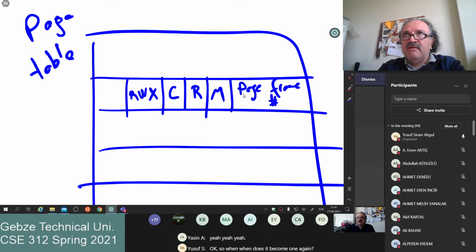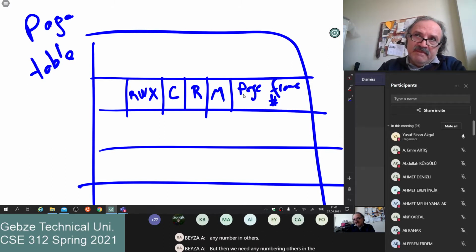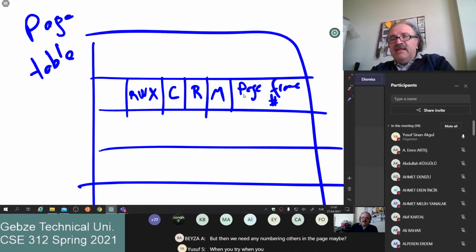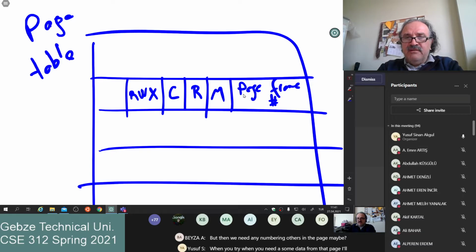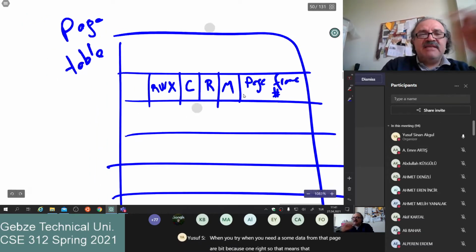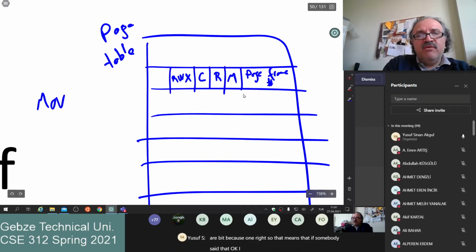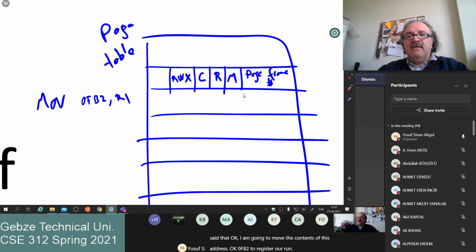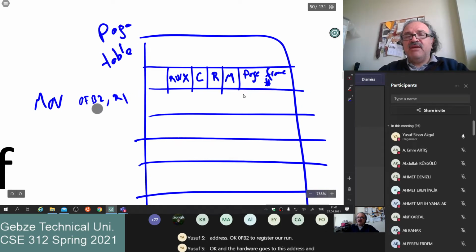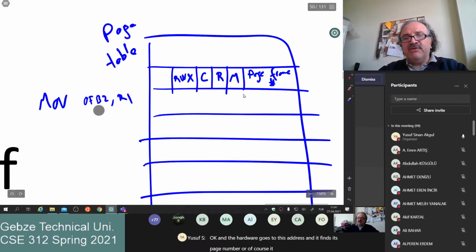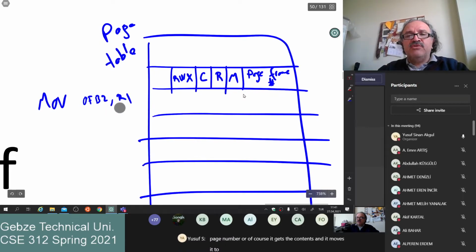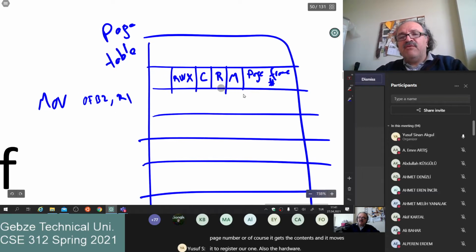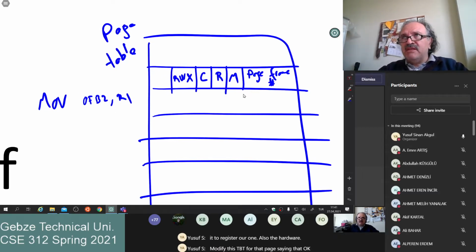When we need any address in the page. When you need some data from that page, the R bit becomes 1. So if somebody says, I am going to move the contents of this address, 0fb2, to register R1, the hardware goes to this address and finds its page number. Of course, it gets the contents and moves it to register R1. Also, the hardware modifies this R bit for that page, saying that this page is referenced.